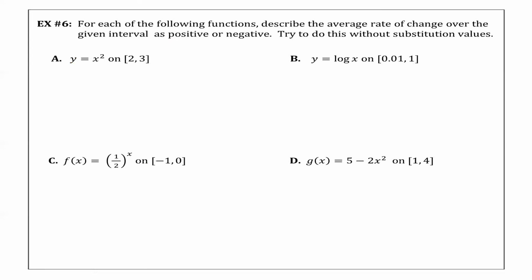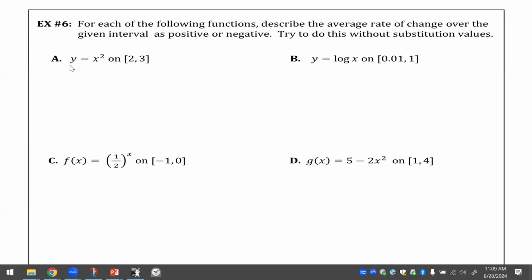All right. So here we go, number 6. For each of the following functions, describe the average rate of change over the given interval as positive or negative. So right now, we're not focusing on the value. We want to know if it's positive or negative. That's what I want you to go through and do. So you're going to graph, look at the interval and tell me, is the interval a positive or a negative interval? Got it? So I'm about to model it on A.